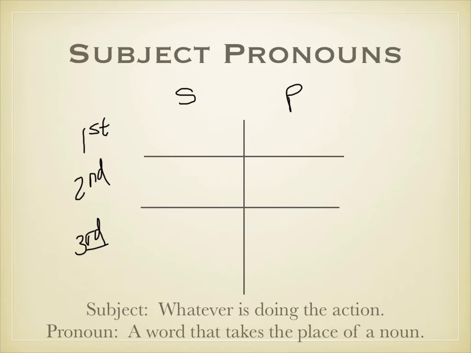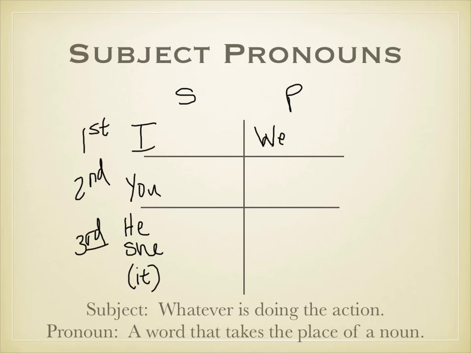In English, these subject pronouns are I, you, he, and she. We also use it. For the plural form of the first person, we have we, you all, and then they.